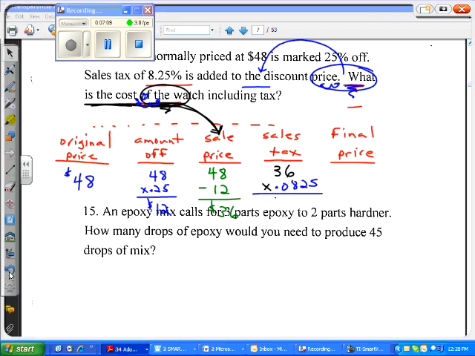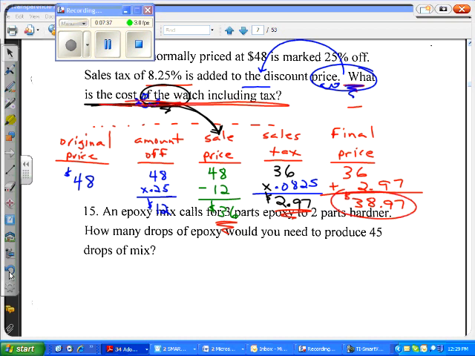So we get $2.97 for our sales tax when we do the calculation. To find our final price, we're going to take our sale price of $36. We're going to add back to that the sales tax of $2.90. And so we get a final price of $38.97. That is the cost of the watch, including tax. Any questions on number 14?